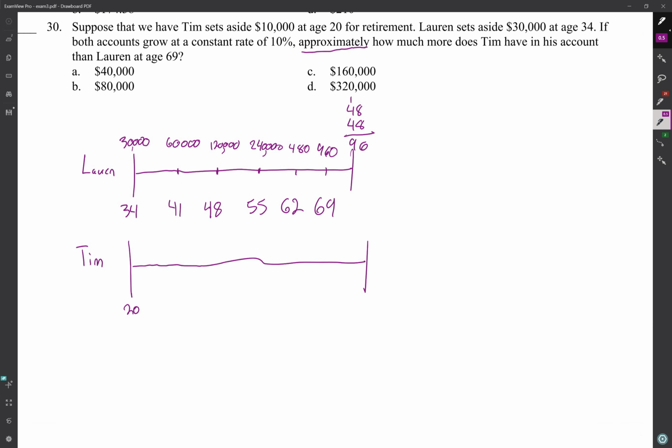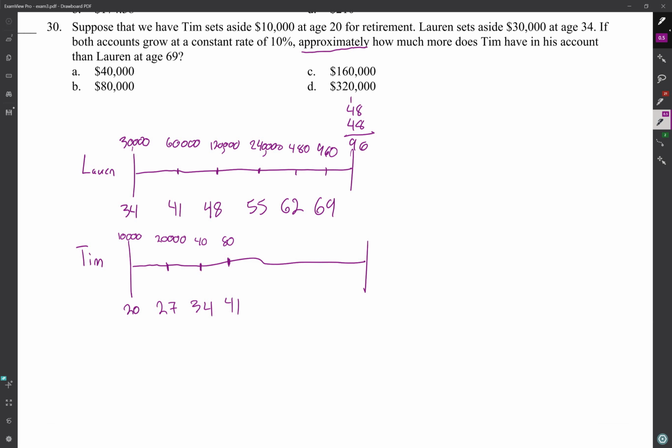So let's look at Tim. Tim's got $10,000 at age 20. At age 27, he's going to have $20,000. At age 34, he should have $40,000. Add another 7, so at age 41, he should have $80,000.